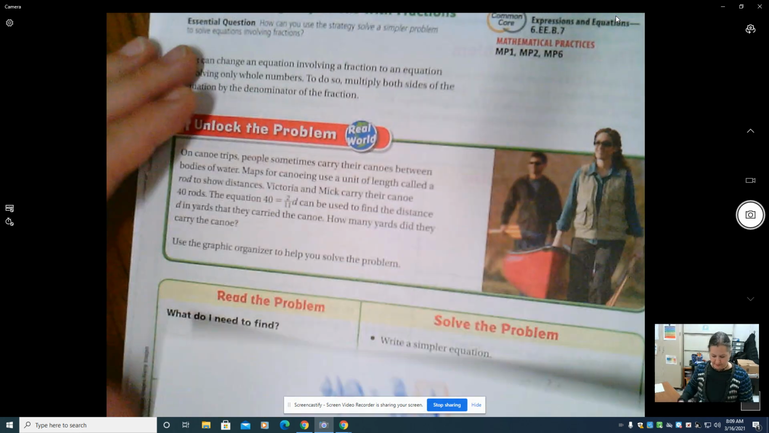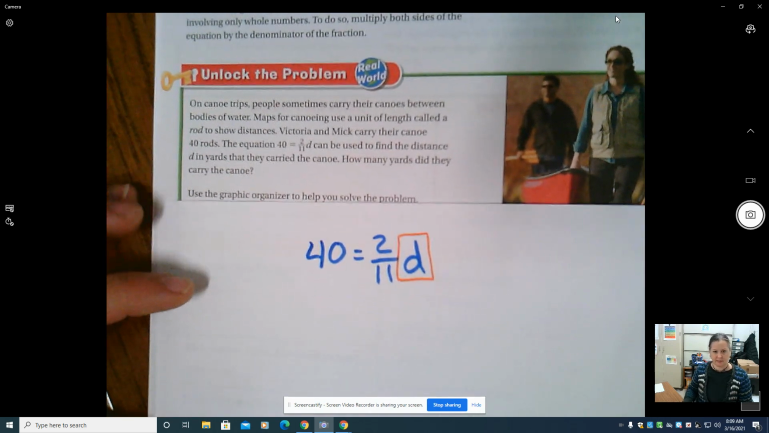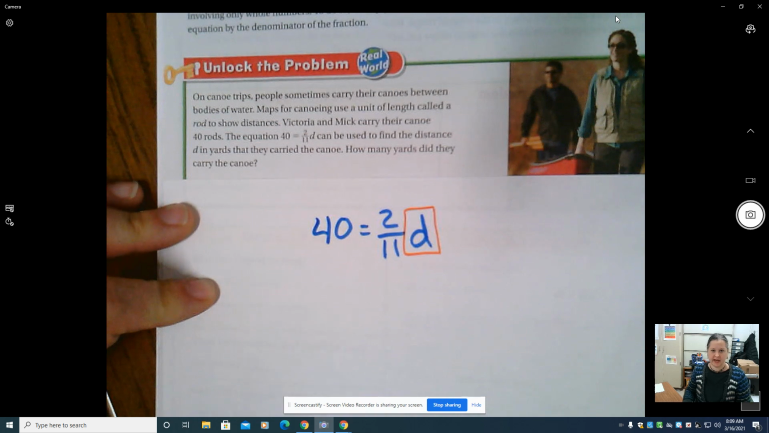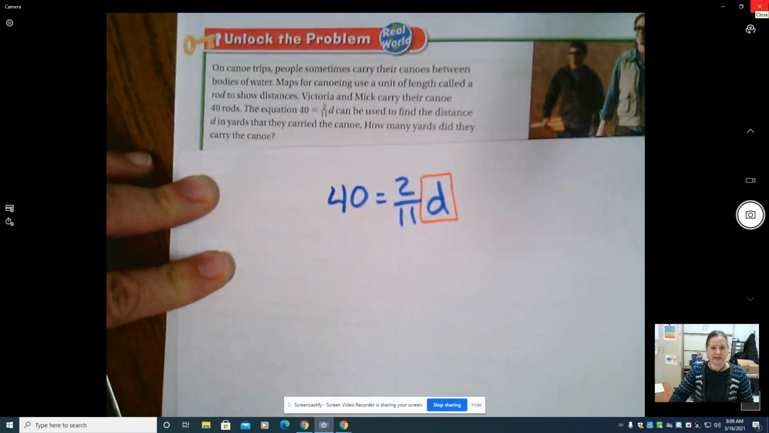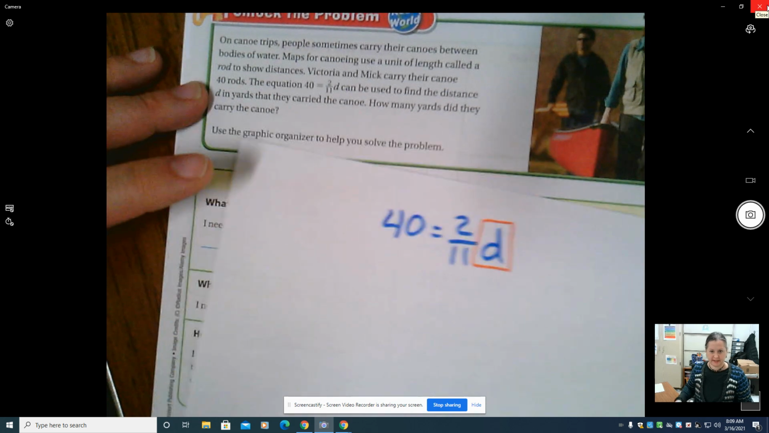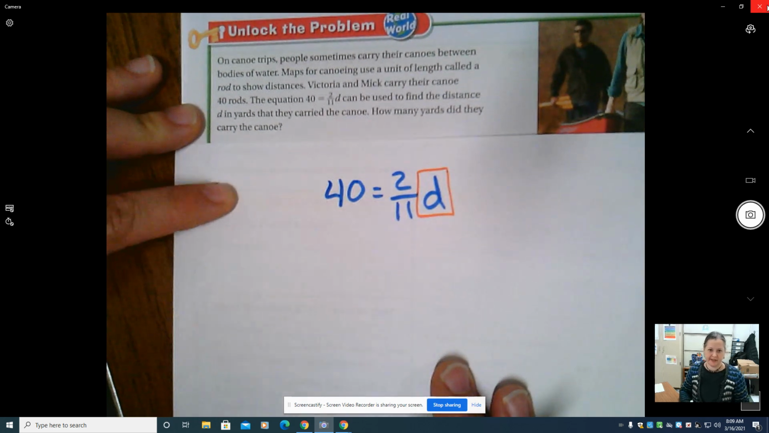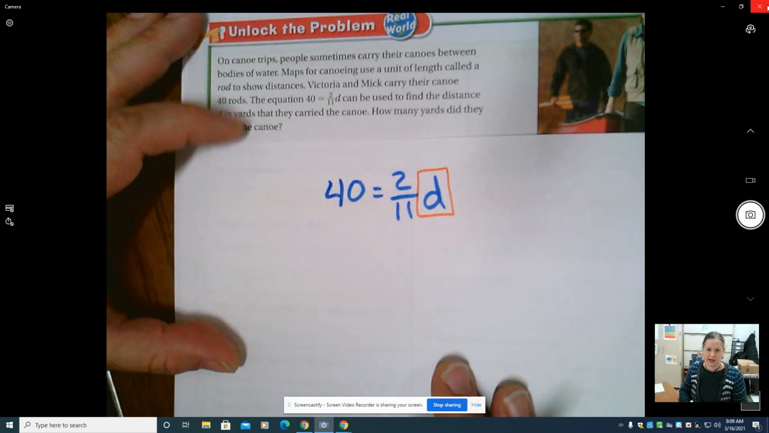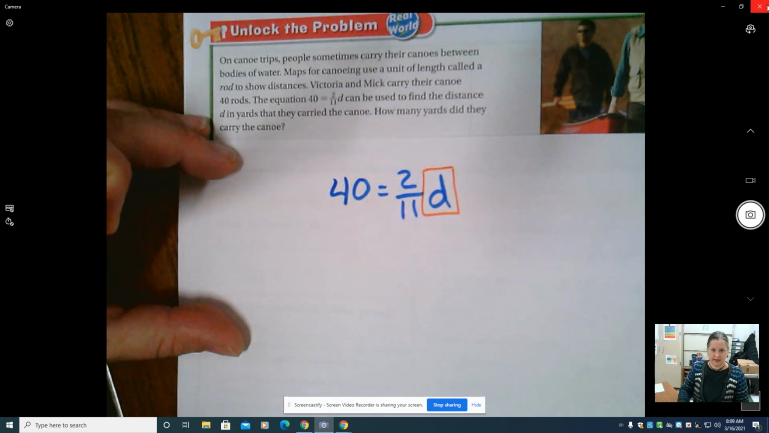When we started, we were reading this problem. I had just finished reading it, and we ended right there where it said, how many yards did they carry the canoe? And the equation 40 equals 2/11 d can be used to find the distance, d, in yards that they carried the canoe. So our first job is to isolate this variable d, the distance, okay?